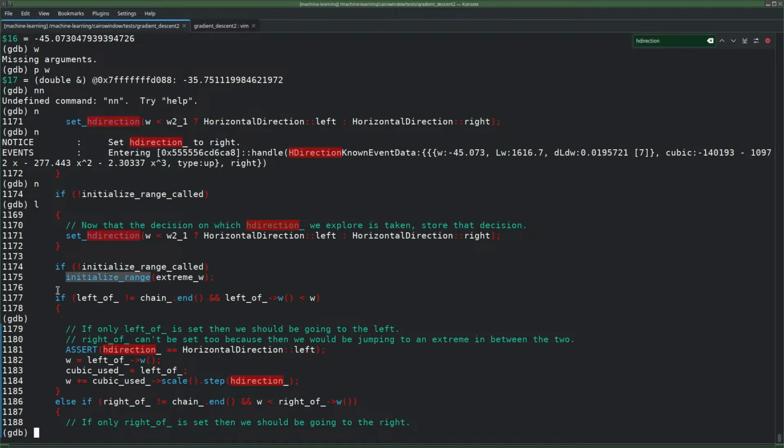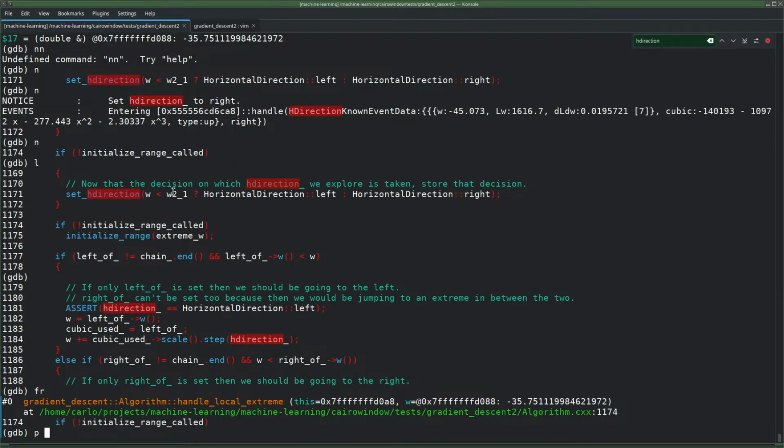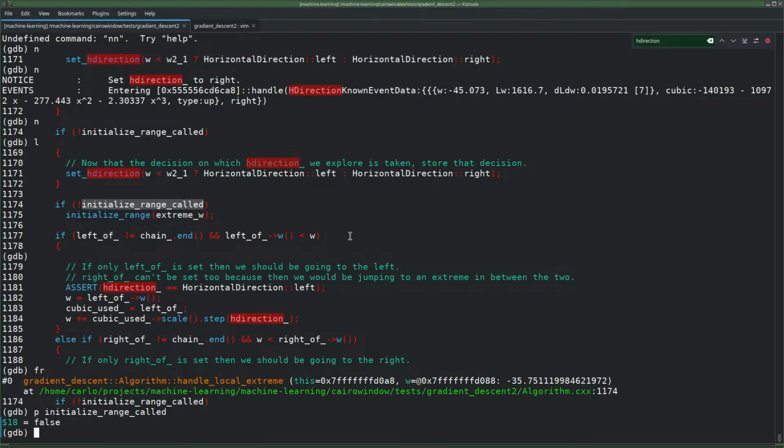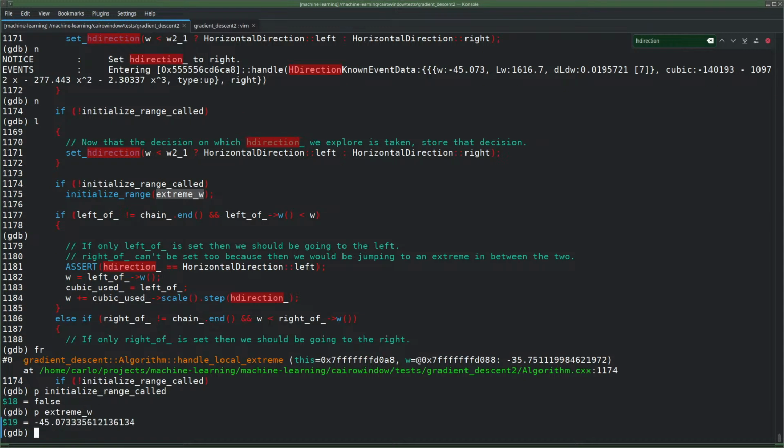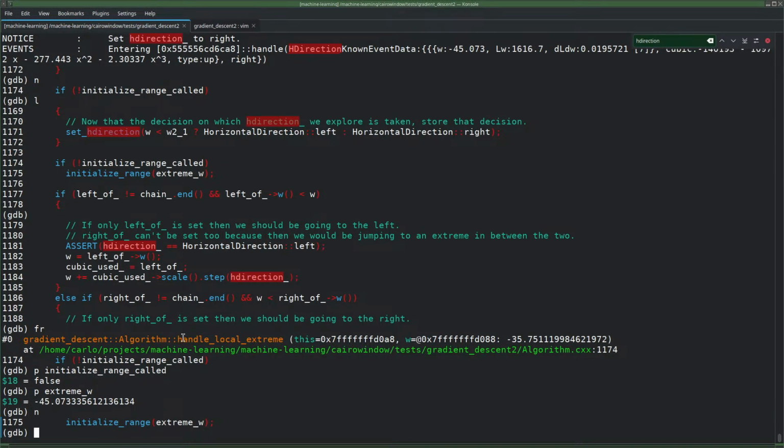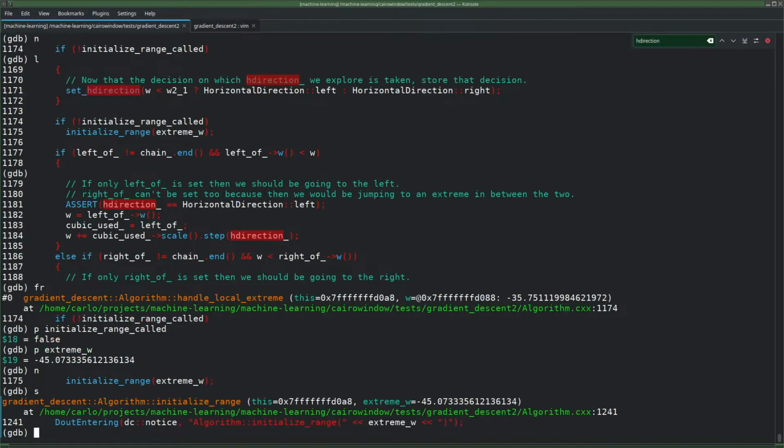But hey, initialize range is the function that initializes them, which happens before. So what should happen is that this is called. And maybe it's just not being called, because initialize range called is already set. It's false. That's still there. Yeah, well, I don't get it. So next, now we're going to initialize them. Okay, step.